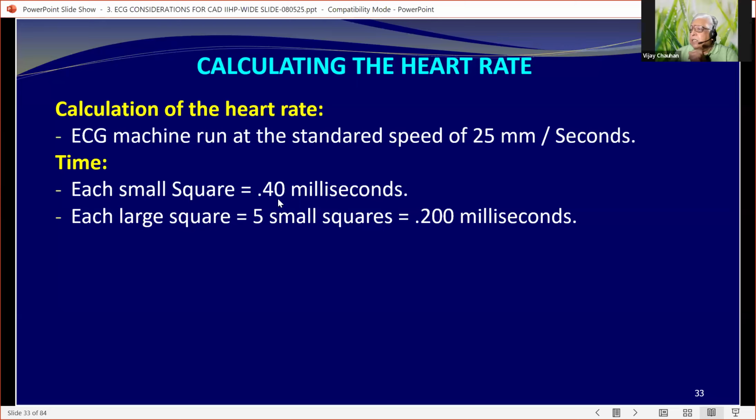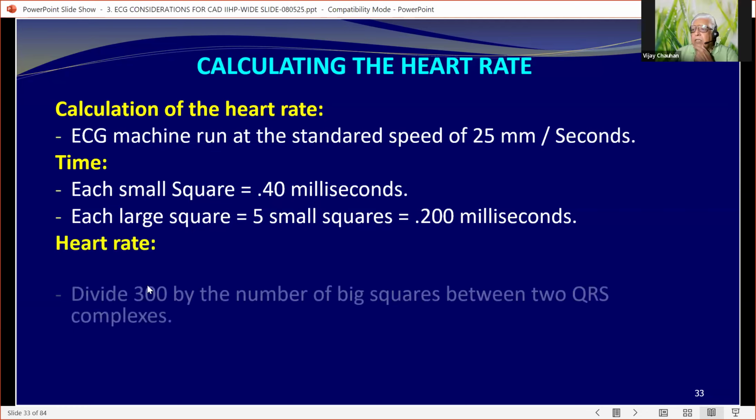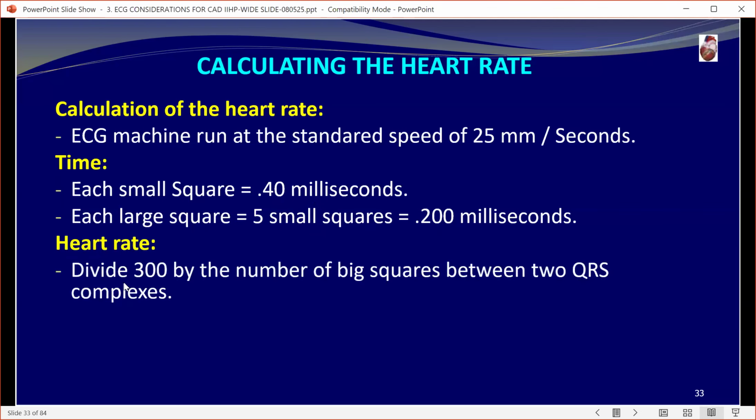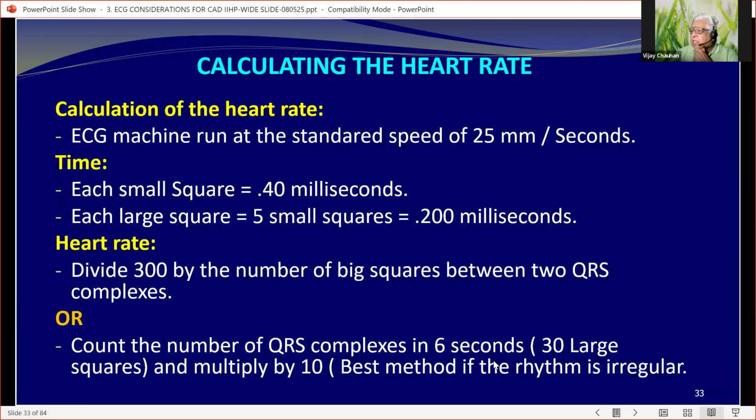ये 200 जाना चाहिए कि 20 जाना चाहिए, ये 0.20 जाना चाहिए शायद। हार्ट रेट जो है हमारी, we can divide 300 by the number of big squares between two QRS complexes, or you can say count the number of QRS complexes in 6 seconds or 30 large squares and multiply by 10. But the best method is to divide 300 by the big squares in each QRS complex.